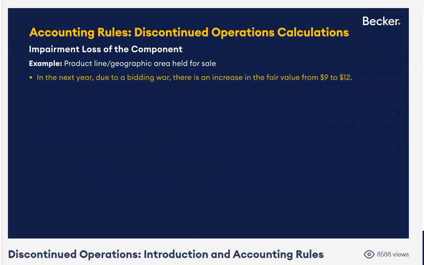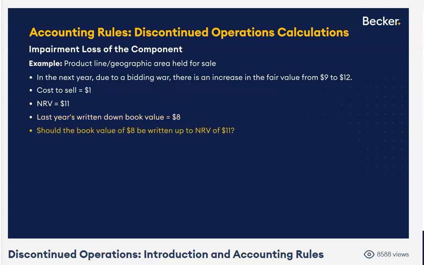Okay, what if in the next year, we still haven't found a single buyer, but all of a sudden there's a bidding war? And now because of this bidding war, there's an increase in what we think the market value is. So let's say the proposed selling price now goes all the way up to 12. The cost to sell is still 1. So now the net realizable value is 11. And you're saying, okay, Pete, the next year, the net realizable value is 11. We wrote it down from 10 to 8. So the book value, carrying value now is 8. We're going to write it all the way back up to 11.